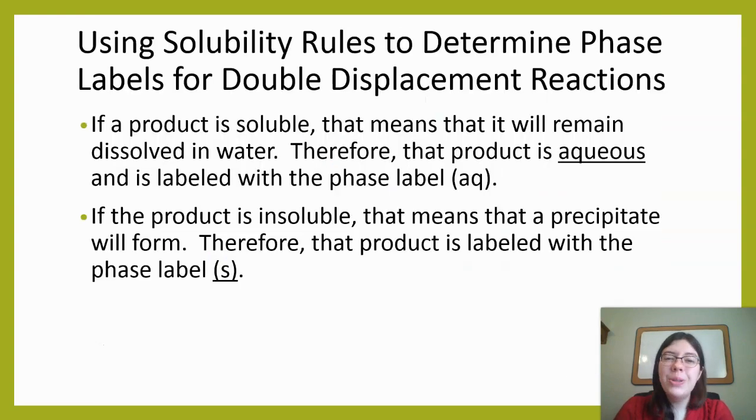Okay, so we can use solubility rules to determine the phase labels for double displacement reactions. If a product is soluble, that means it's going to stay in the solution, stay dissolved in the water. So it will be aqueous, and we're going to use the symbol AQ. If the product is insoluble, that means a precipitate will form. So we're going to use the phase label S for solid.